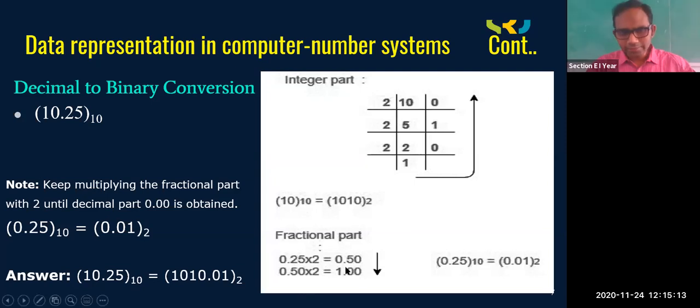Here, in this case, yes, sir. Now in this case, see, just concentrate. I am multiplying once. 0.25 into 2, 0.50 we got. Once we have multiplied. Then second time again we are multiplying, we got 1. Because we got the answer for the second time, we are going to write the result as 0.01.